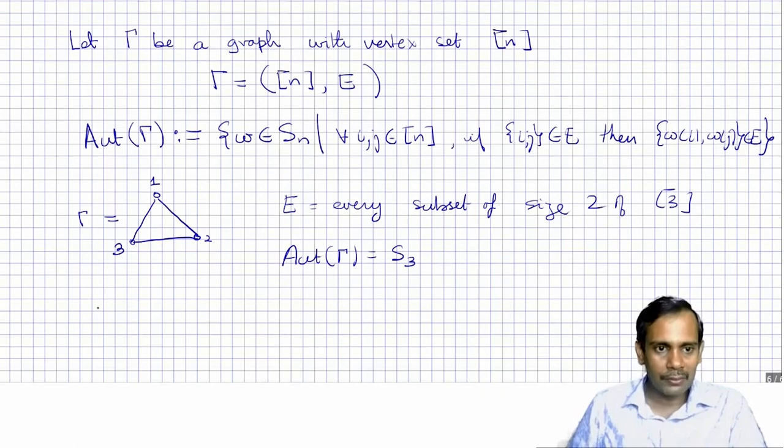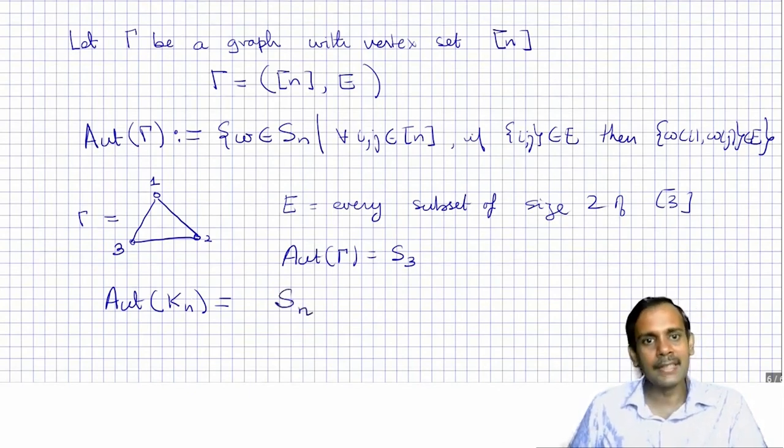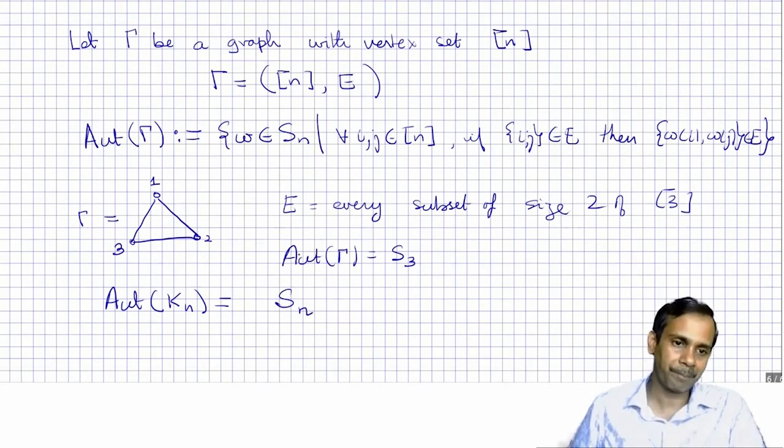So more generally, if you take a complete graph, that is a graph where any two vertices are connected by an edge, and in particular, when I say Kn, I mean that the vertex set is 1 to n, then this is Sn. So Sn itself can be thought of as the automorphism group of a graph. Instead of the complete graph, you can also take the discrete graph where there are no edges at all, and you'll still get Sn.